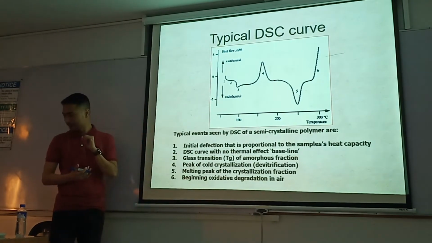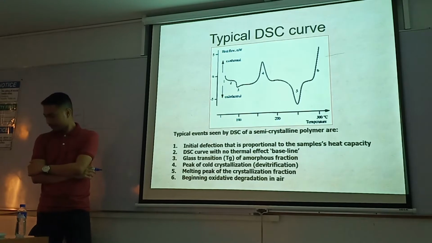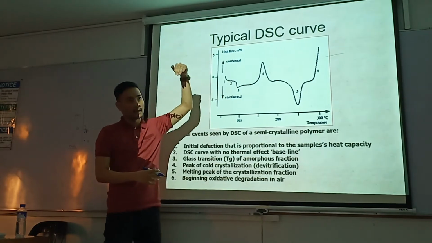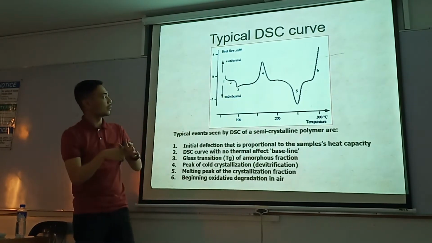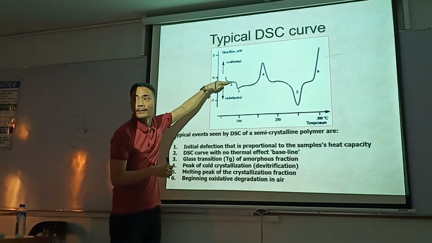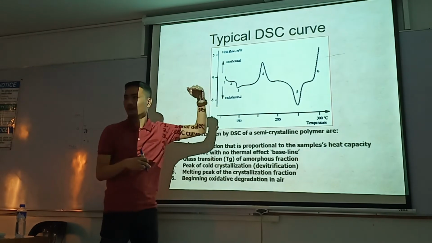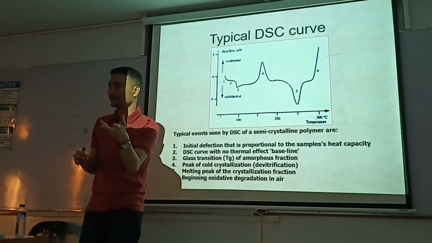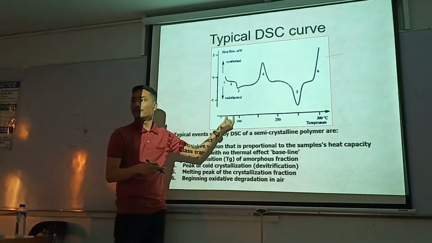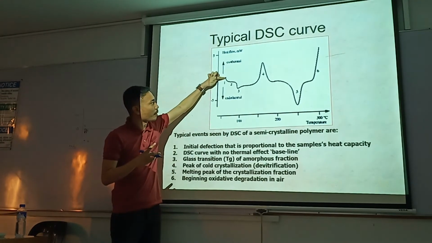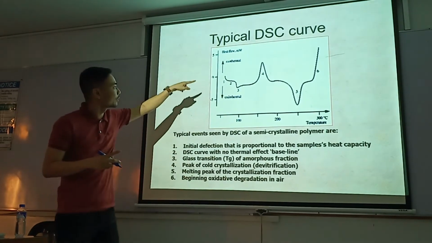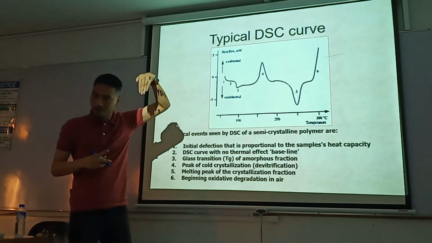So after that, second stage is what? Pakibasa, DSC curve with no thermal effect baseline, or what we call the baseline. At second stage, from a vertical transition, nagkaroon na ng horizontal transition. Ang ibig sabihin ng horizontal transition, there is no breaking of bonds. Because only the temperature is changing. Notice that from here, pababa, nagbabago ba yung temperature kapag pababa? Yung curve natin?